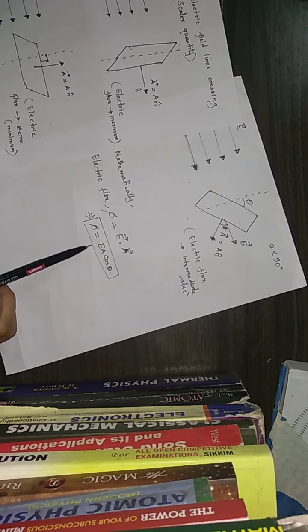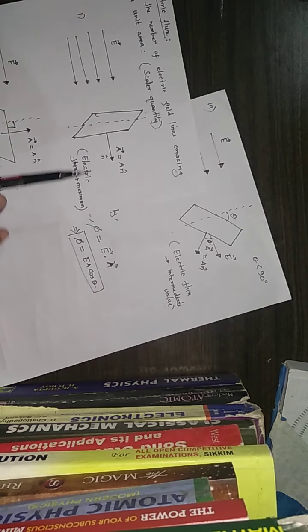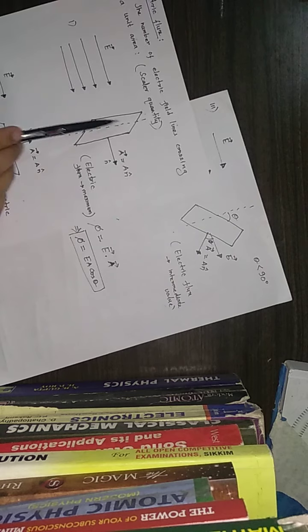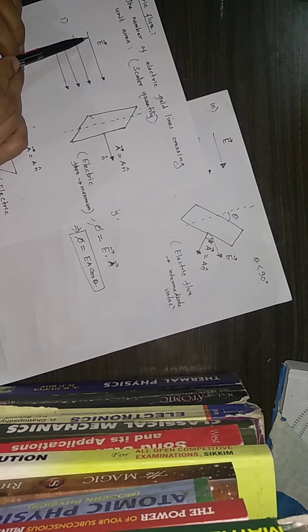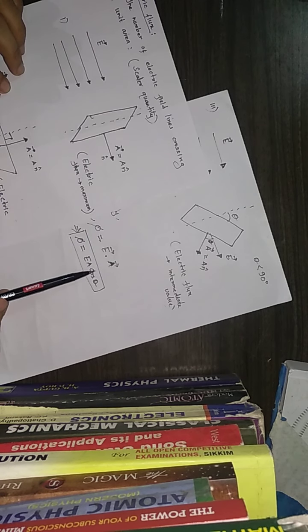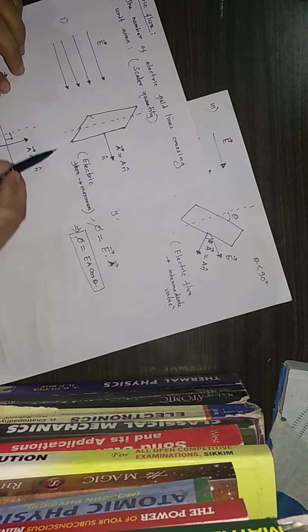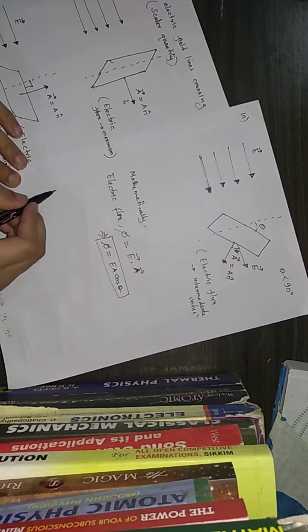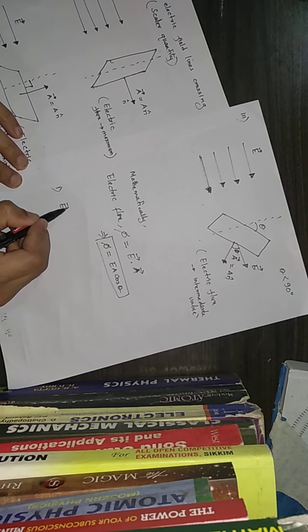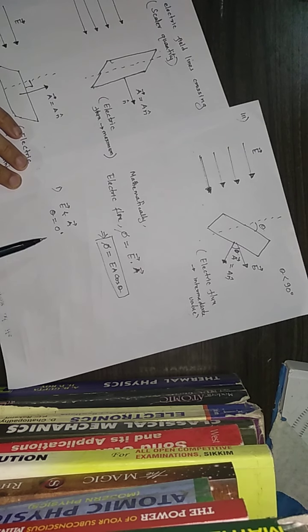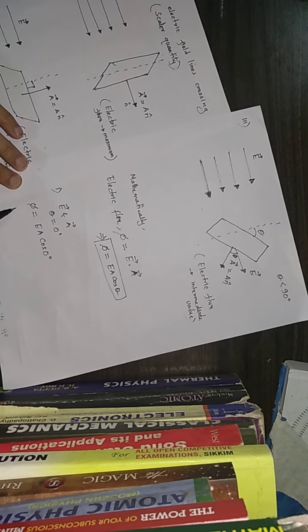So you can clearly see in the first case, electric field and area vector have zero angle between them, because this and this are parallel. That means they have a zero angle between them. So cos 0 will be 1 in that case. So phi will be, in the first case, E and A have theta equal to 0 degrees. That means phi will be EA cos 0 degrees. So phi will be just EA, which is the maximum value of the flux possible.